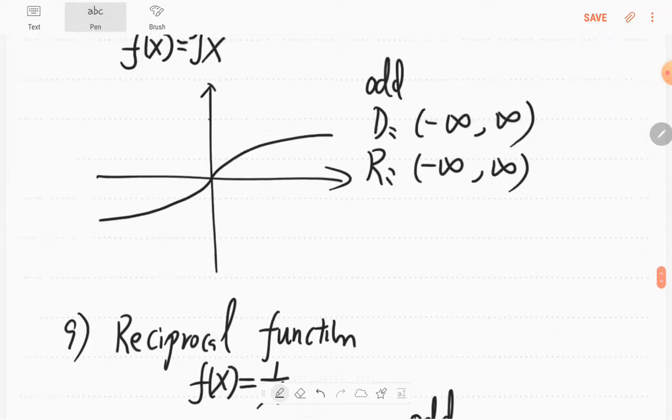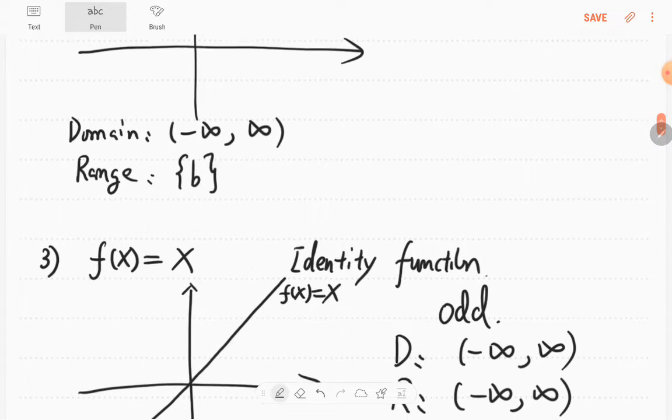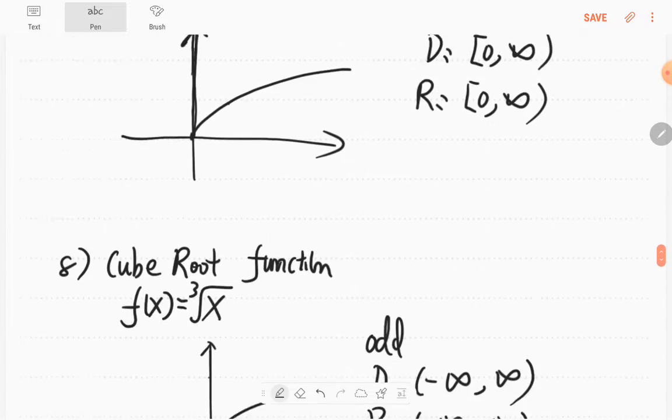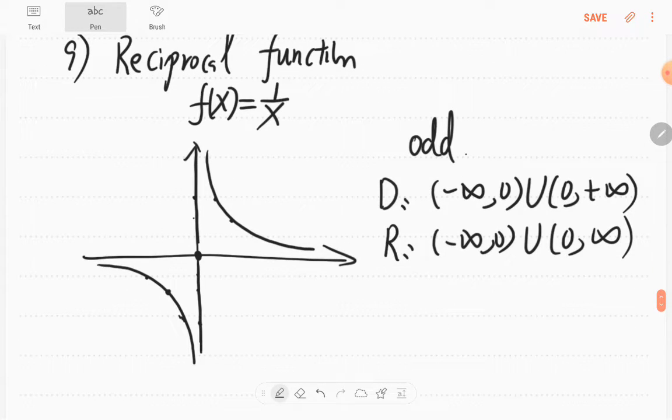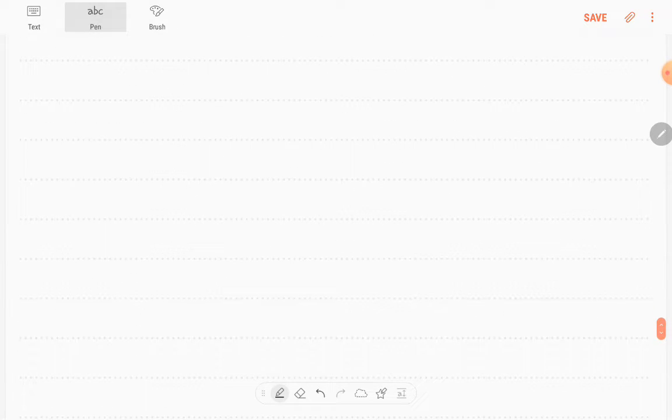So these basic functions or parent functions are very important. You should know the properties and know the graph, especially the graph of these functions. So now let's look at the piecewise function. Roughly speaking, a piecewise function is a function that has several branches for different x values. In other words, for different x values, the expression of the function would be different. Now let's look at some examples.